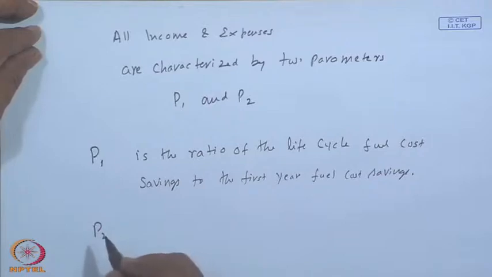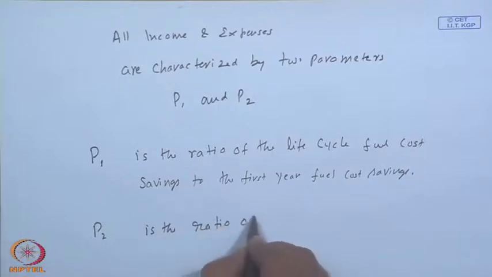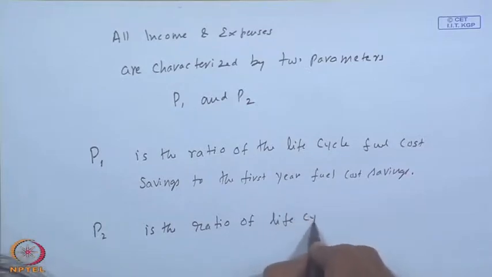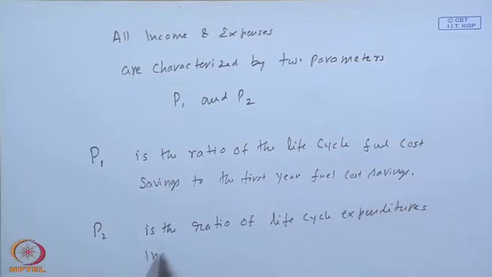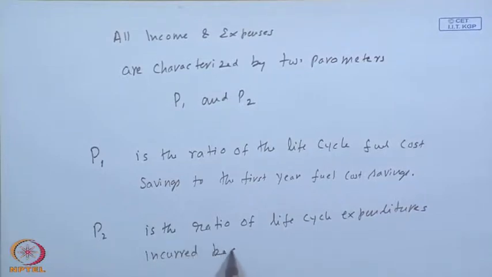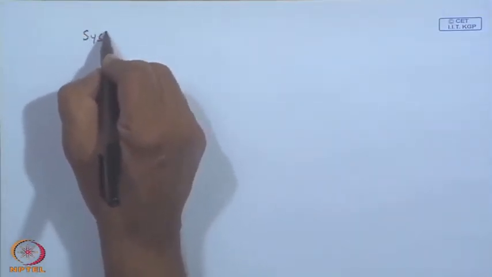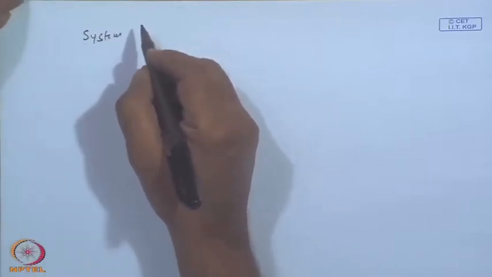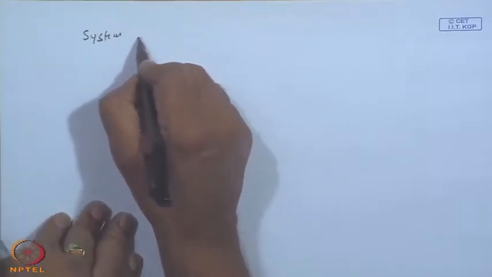And P2 similarly is an indicator of the expenses. It is the ratio of life cycle expenditures incurred because of installing the solar energy system, because of the additional capital investment, to the initial investment.